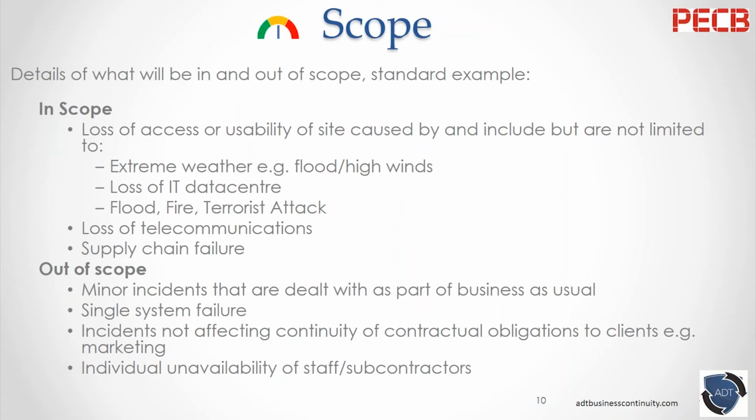So if two or three people are away for an incident or something, and one branch office has a problem, you don't have to go into a major business continuity mode and invoke the plan. So it's important to have the out of scope stuff in there as well.